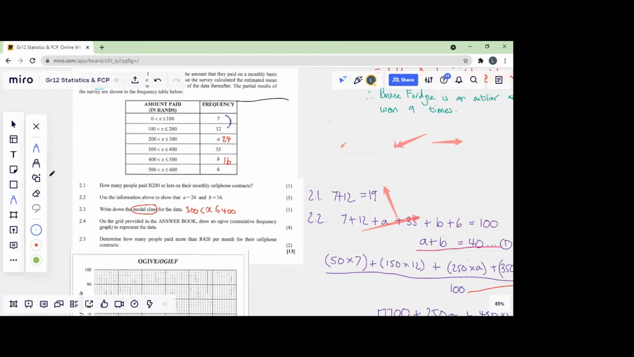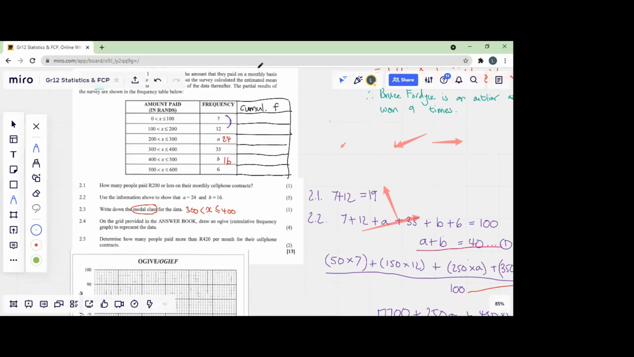I'm going to draw an extra column over here. Please forgive my terribly skew lines. You guys can do the same. Okay, and this here is my cumulative frequency.